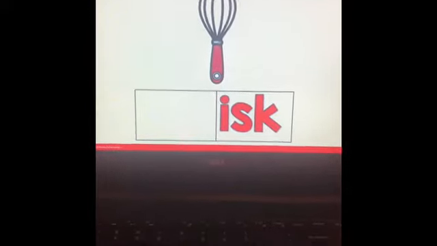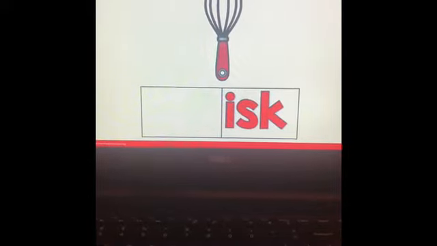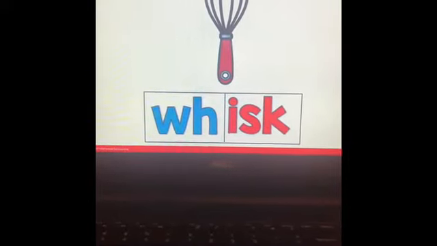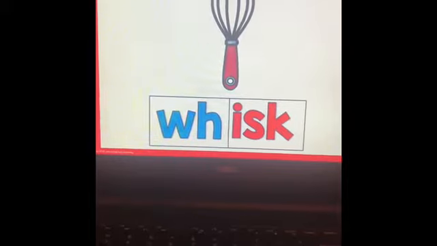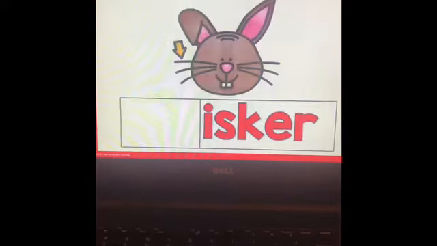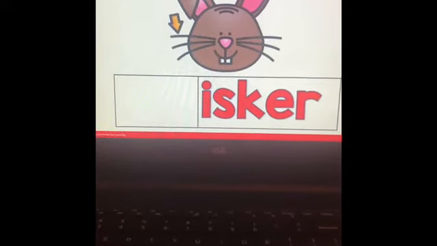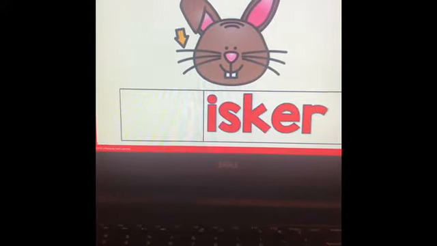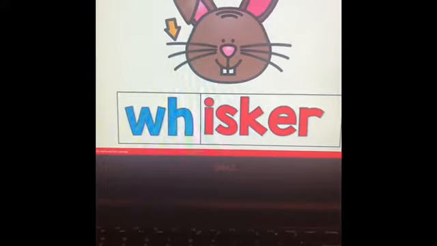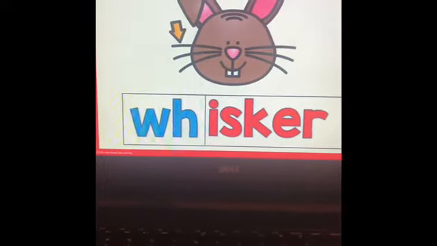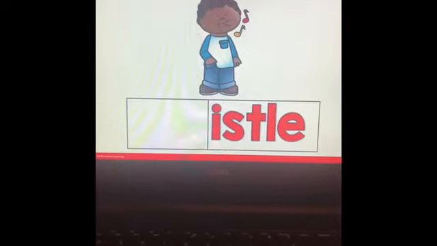All right, let's try it again. Can you identify the first sound? If you said W, you are correct. This is a picture of a whisk. Whisk. Can you identify the first sound? If you said W, good job. This is a picture of a whisker. Whisker. Let's try another one.